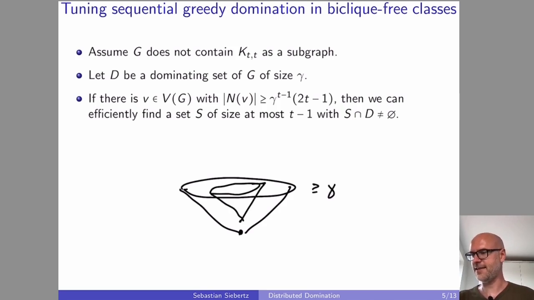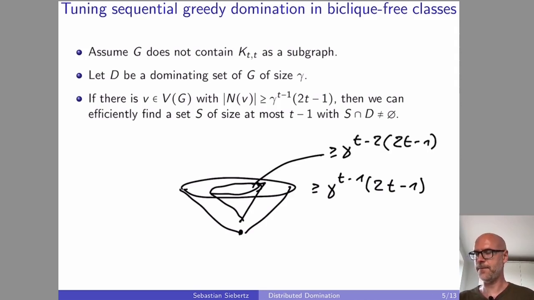If this neighborhood had size at least gamma to the t minus 1 times 2t minus 1, then this 1 over gamma fraction will have size still larger than gamma to the t minus 2 times 2t minus 1. If this vertex does not belong to the dominating set, I can continue the argument, then there must be a vertex dominating at least a 1 over gamma fraction, and so on. So what we are seeing, we are constructing here a complete graph on t vertices, because all the vertices share in their intersection of the neighborhoods the same vertices. If we intersect, we get vertices on the one side of the bipartition, and the vertices we are considering here are on the other side of the bipartition. So this sequence of neighborhood intersections must stop after t minus 1 steps, otherwise we have constructed the complete bipartite graph K_{t,t}, which doesn't exist by assumption.